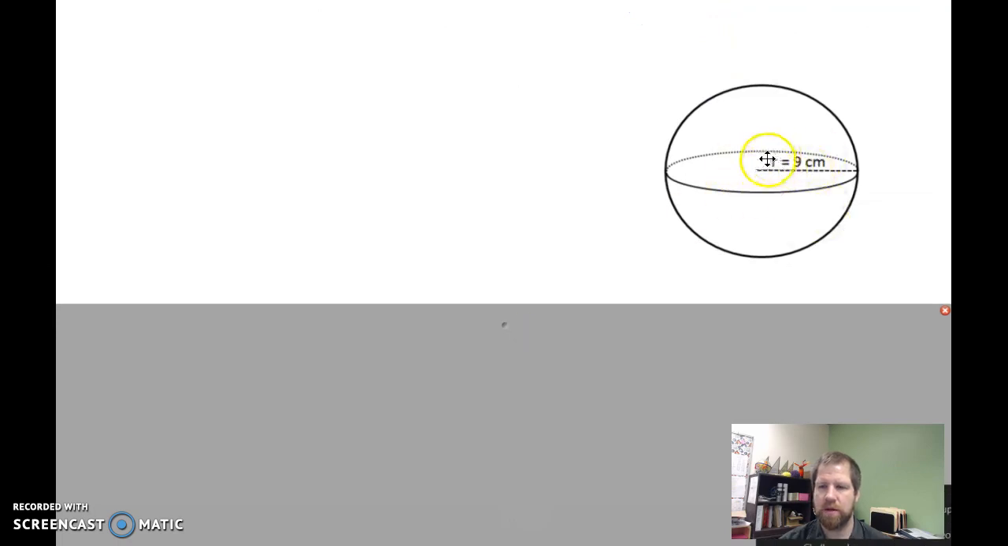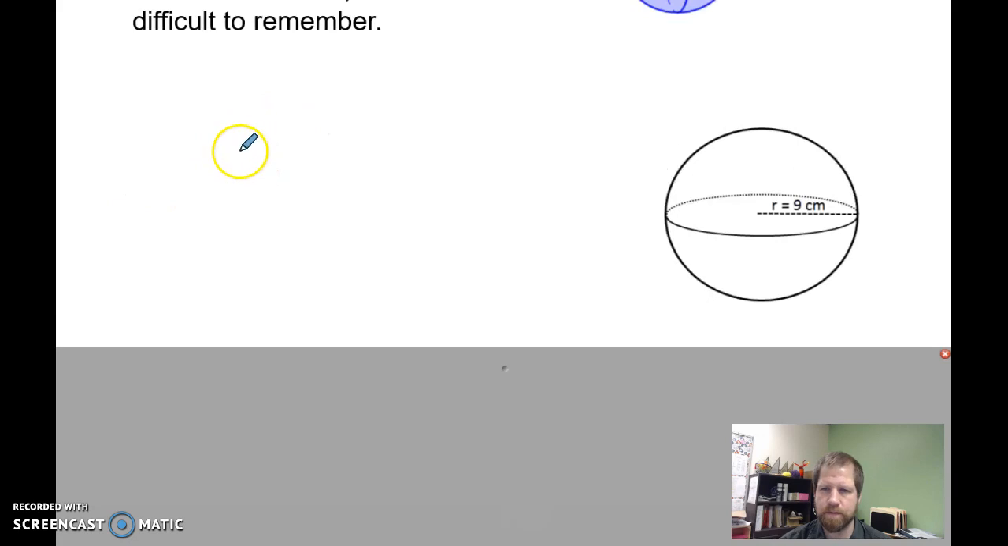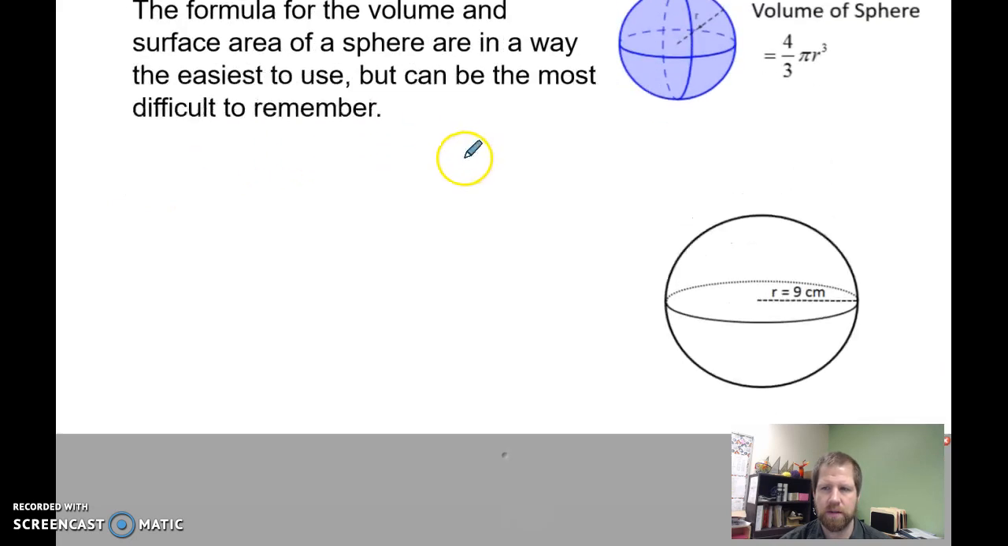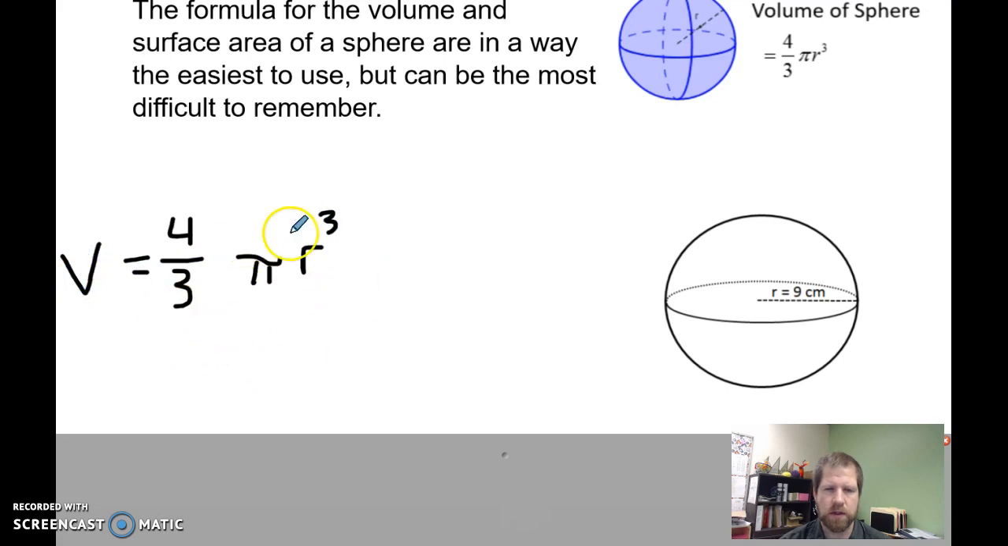So I've got my sphere. It says my radius is 9 centimeters. So I'm going to get my formula. I have 4/3 pi r cubed is equal to my volume. Then I plug my value in. I have 4/3 pi 9 cubed. And then this will be a calculator problem.